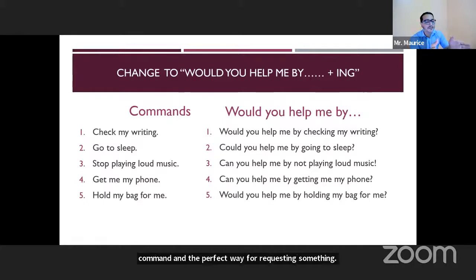Commands, como usted observa, simplemente es el verbo y lo que pide. Check my writing. Go to sleep. Esto es comúnmente lo que vemos a veces entre padres e hijos, ¿verdad? Ándate a dormir. Go to sleep. Deja de o apaga esa música. So stop playing live music. Pásame el teléfono. Get me the phone. O ayúdame con la funda. Hold my bag for me.